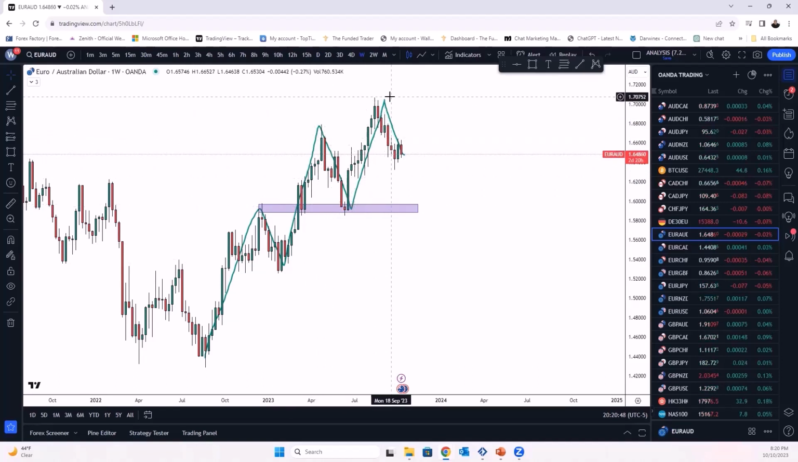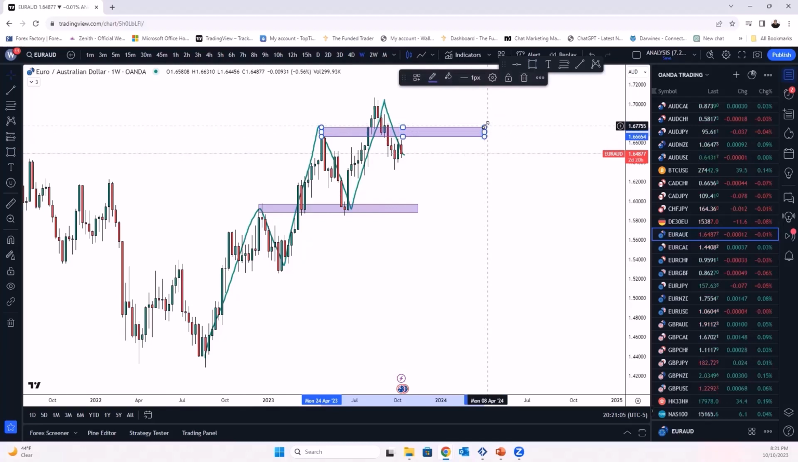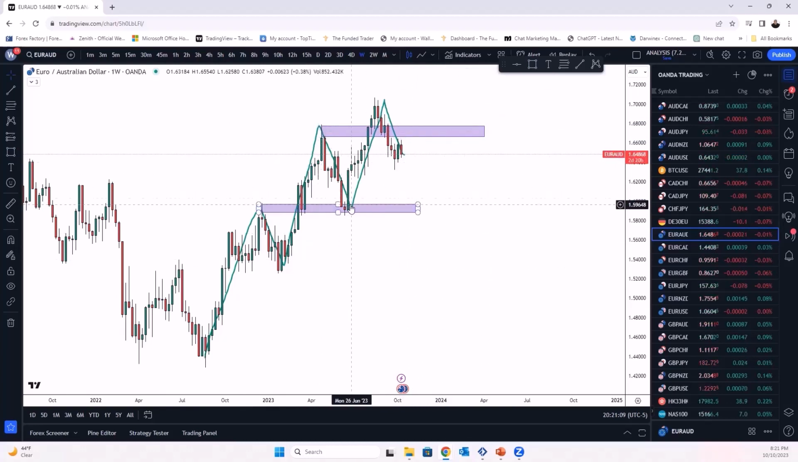Now it created a high, and now what should happen? Well, what should have happened is this last peak should have been tested. Let's put it as a range because there's some exhaustion. I'm on a weekly candle. Let's make a wider range. So this last peak got broke, and then it got retested.